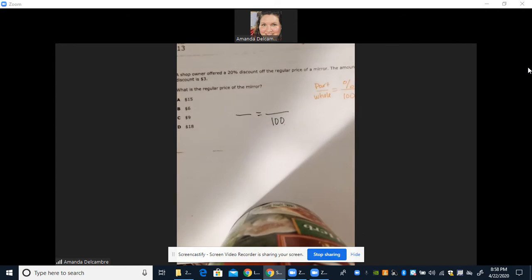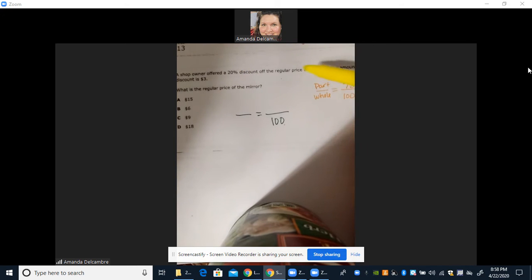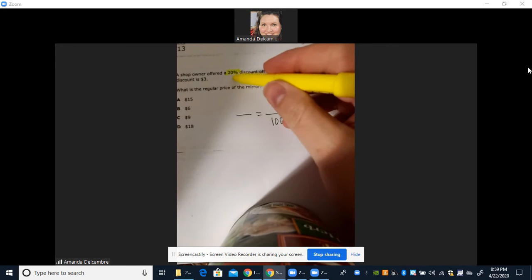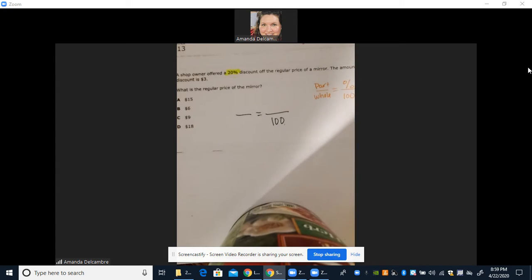So let's look back through our word problem and see for other information that we need to put in here in order to solve it. So the shop owner offered 20%. Look, there's a percent symbol. Percent symbol goes above the 100. So I'm going to put that right there.